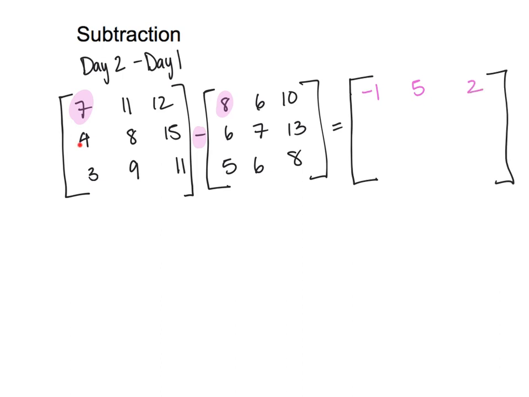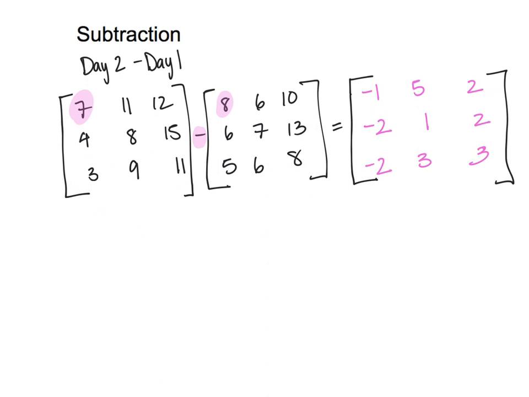Now I'm on the second row. 4 minus 6 gives me -2. 8 minus 7 gives me 1. 15 minus 13 gives me 2. 3 minus 5 gives me -2. 9 minus 6 gives me 3. And 11 minus 8 gives me 3. And there we go. Now I have my new matrix, which came from subtracting day 1 from day 2. Sorry, day 2 from day 1.